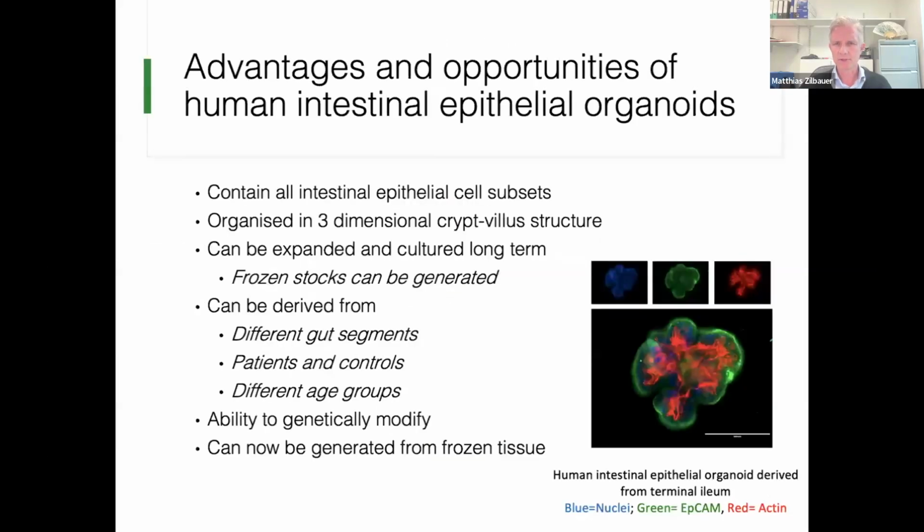So lots of groups have shown that these organoids contain the cells that are in the epithelium in the gut, and they can be differentiated. And as I said, they can be genetically modified.